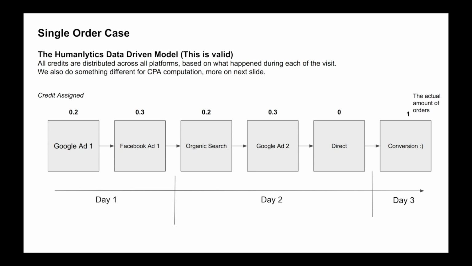The Humanlytics attribution model distributes credit across all platforms besides direct, based on what happened during each visit. We also do something different for CPA computation, which we will see in the next slide. Overall, we take all on-site experiences related to a specific order, look through what key pages are visited and some key metrics for each of those visits, and assign credit to each visit accordingly.